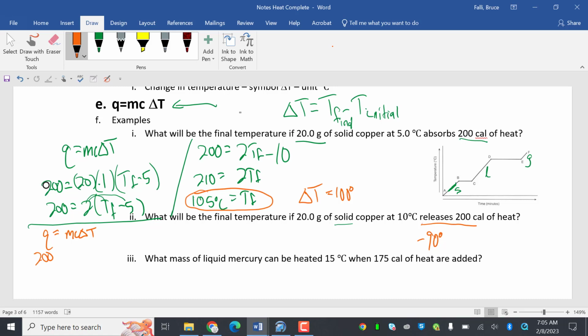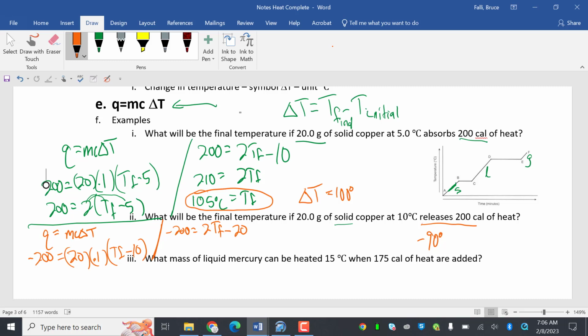So if I'm releasing the heat, that means my Q is negative 200. My mass is 20. Did I have the same mass? I did. My specific heat is still 0.1, still solid copper. T sub F is what I'm looking for, minus 10. All right, so here we go. So negative 200 equals 2. I'm going to combine some stuff. T sub F minus 20. So I put some things in there a little bit differently, okay?